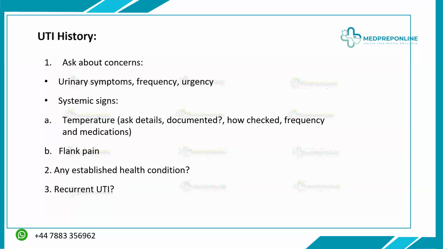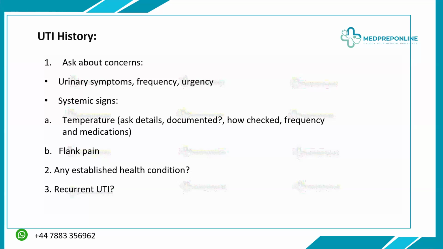If mum doesn't share with you, you have to ask if there is involvement of any systemic signs, temperature, or flank pain. If there is any temperature and flank pain along with the urinary urgency and frequency, this shows pyelonephritis, or upper UTI. For the temperature, you have to ask for some more details: whether the temperature was documented and how it was checked, how often it's happening, whether every 8 hourly or 6 hourly, was it not settling, or was it settling with paracetamol? So you have to ask about the pattern of the temperature as well.